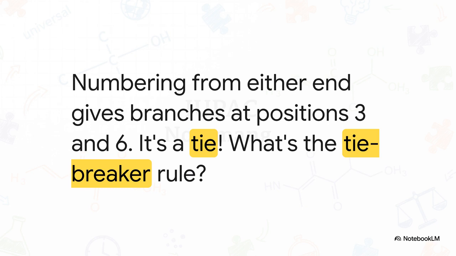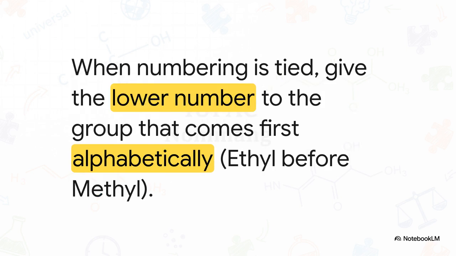So if we count from the left, our branches are on carbons 3 and 6. But if we count from the right, they're also on 3 and 6. That's a tie. So what do we do now? Well, the tiebreaker is surprisingly simple. It's the alphabet. Let's look at our branches.